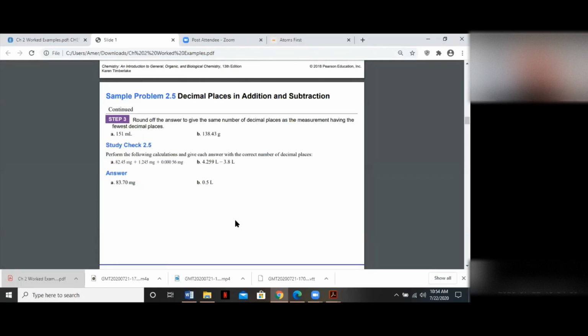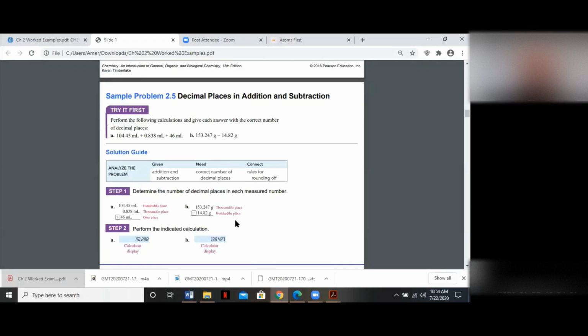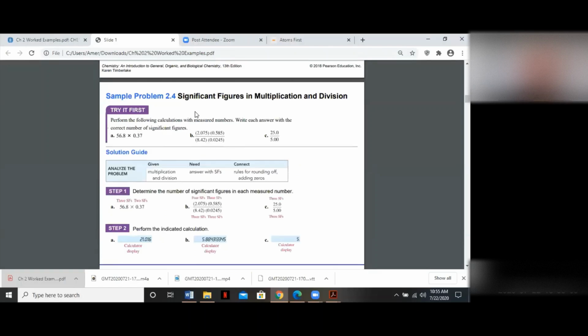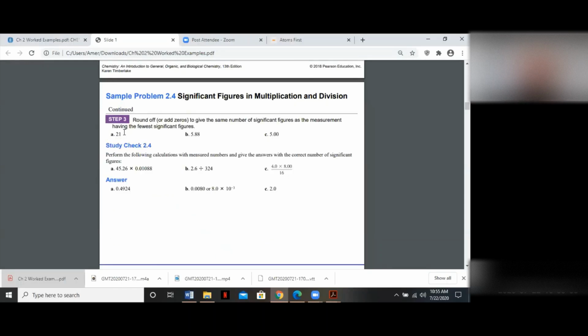Okay, decimal places and addition and subtraction. We could talk about these as well. This is addition, subtraction versus multiplication, division. We already know that the rule when you multiply or divide is that your final answer should have the least number of sig figs. So when I multiply 56.8 times 0.37, I know that I have 3 sig figs in one and 2 sig figs in the second. So my final answer should be 2 sig figs at the end. And that's why you see the final answer for A is 2 sig figs, which is 21.